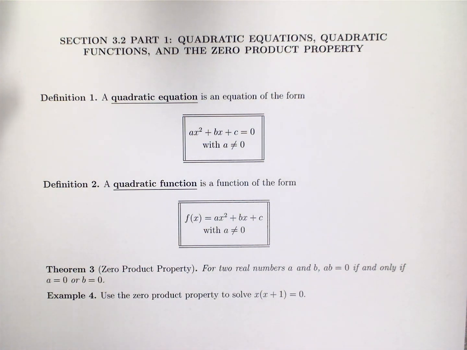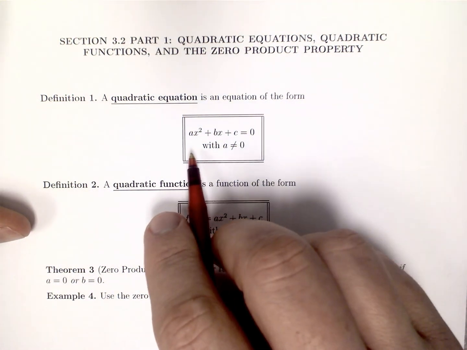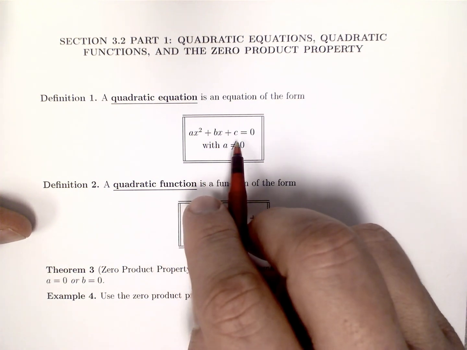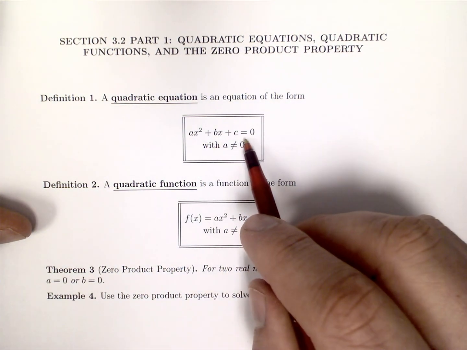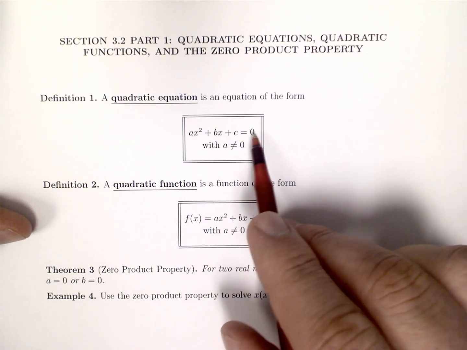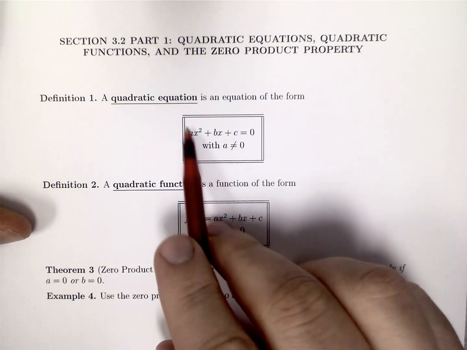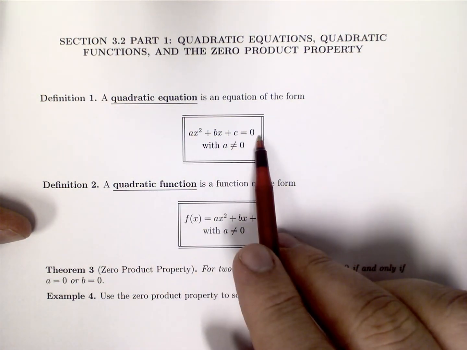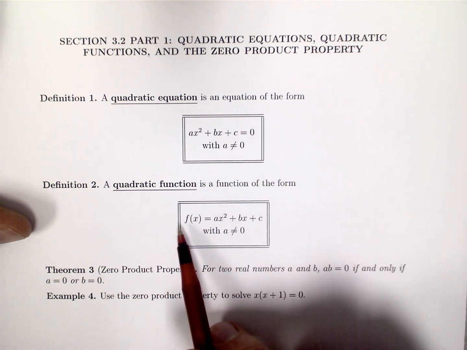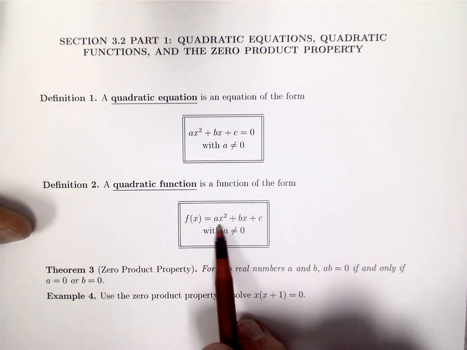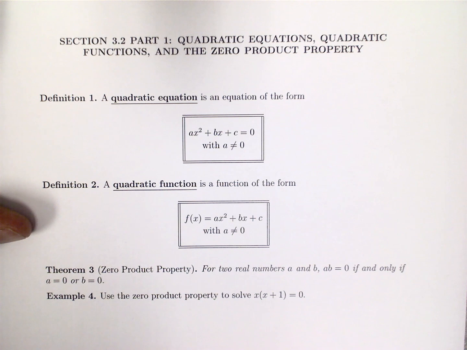So what is a quadratic equation? Well, it's an equation in the form of ax squared plus bx plus c, where a is not zero. And a quadratic function is a function of the form ax squared plus bx plus c. So basically an equation is just an equation, but there's no function, there's no y value, but the function has the same sort of stuff, but with the f of x out in front. And again, a not being zero.